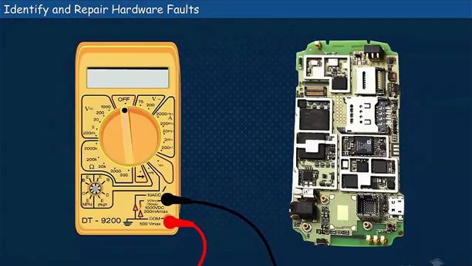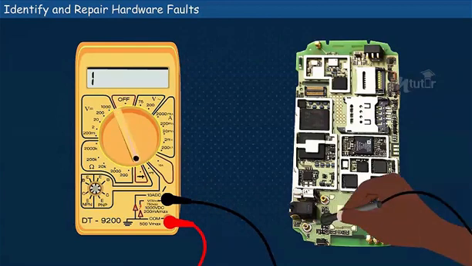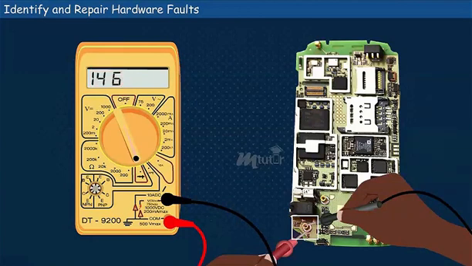Another method is checking the condition of the antenna using the multimeter. Set the multimeter in ohms range. Connect the probe to the antenna connector. If the meter shows a value, then the antenna is in good condition. Otherwise, the antenna has to be replaced.